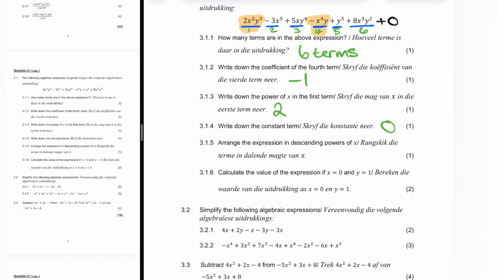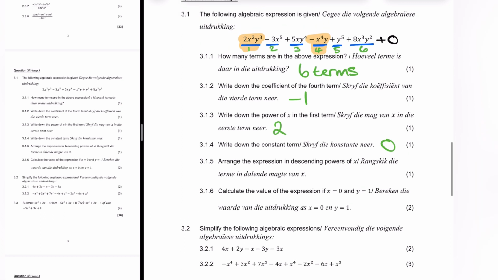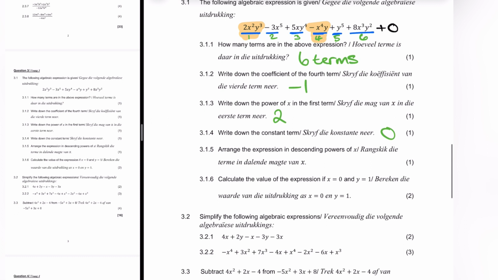3.1.5, arrange the expression in descending powers of x. So here we need to take that same expression and rearrange it so that we can count from highest to lowest in terms of the powers of x. So ons kyk net na die magte van x toe. Ons kyk na hierdie 6 terme. Watter term het die hoogste mag van x?